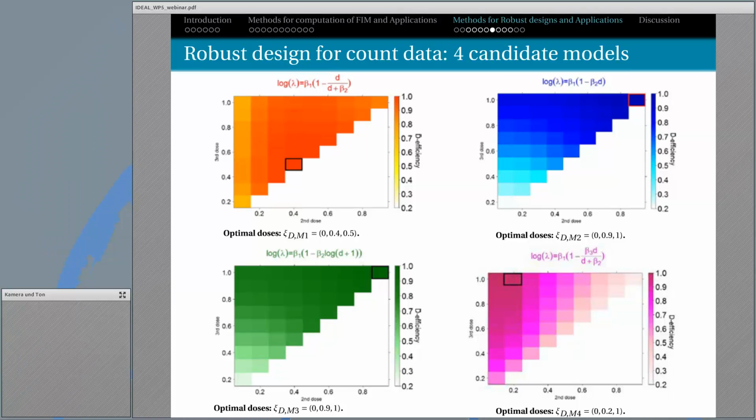But you see here that for the linear model or the log linear model, the optimal doses are 0.1 and 0.9 and 1, so very large doses, the largest doses available. And for the model with an Emax, so an additional parameter, the optimal design is here, 0.2 and 1. And very interestingly, this design is not efficient for this model here. So you see that changing the model changes the optimal design, and changes the heat map.